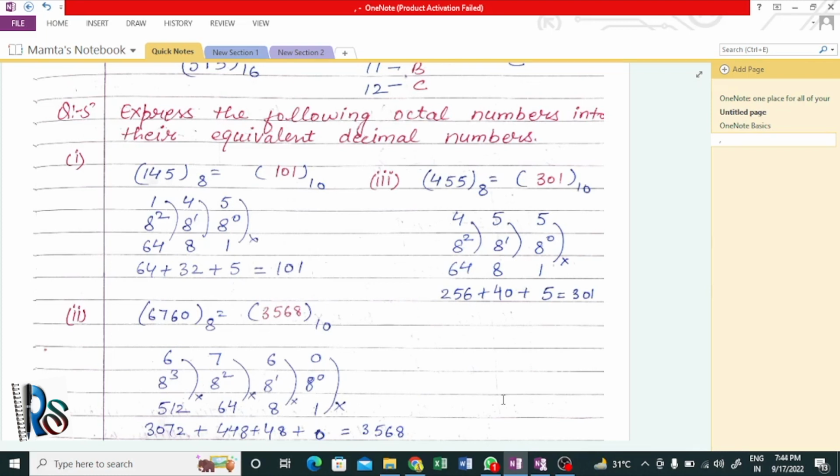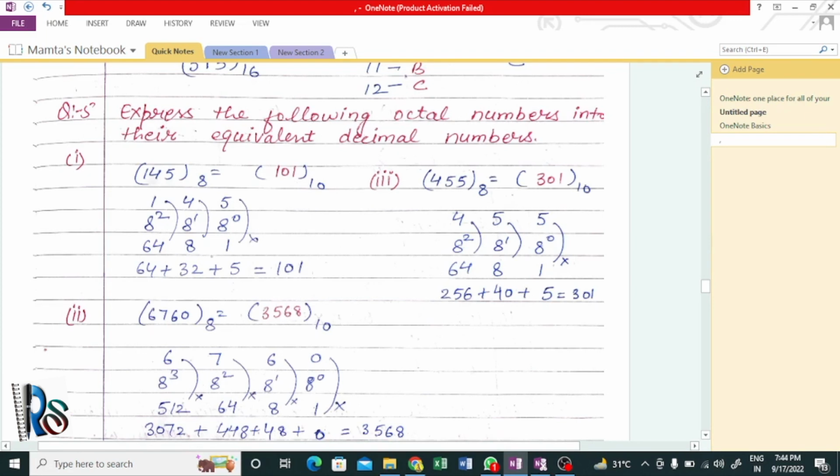So question 5 is: express the following octal numbers into their equivalent decimal number. We have been given the octal numbers and we need to convert these into decimal numbers. So friends, we need to remember that when we are converting any other number, whether it is an octal number, a hexadecimal number, or a binary number, we need to multiply the number with the base.